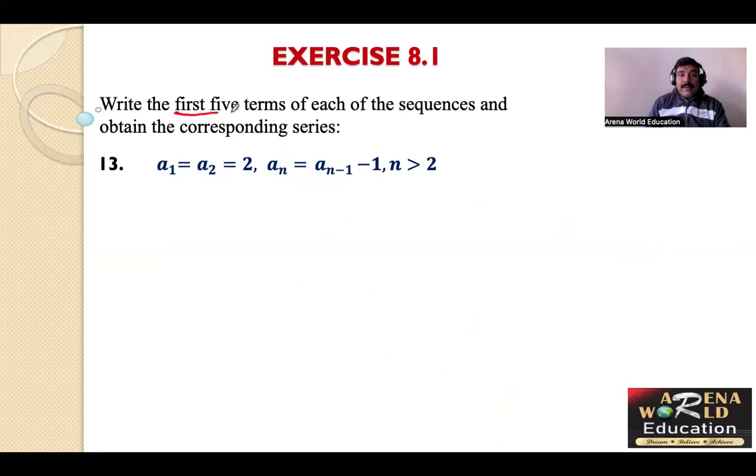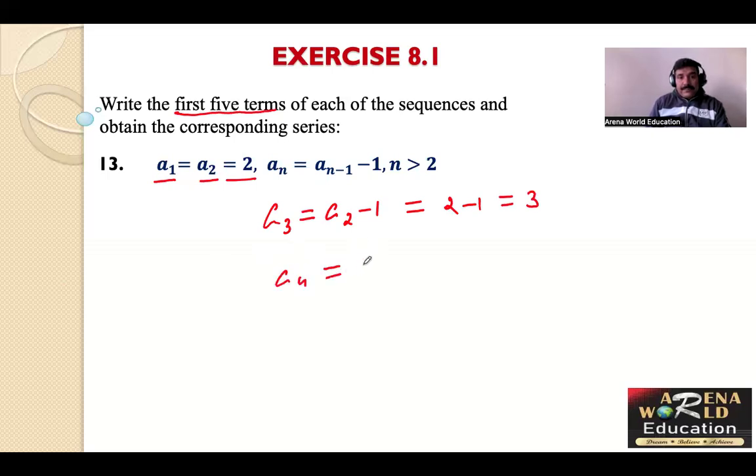So this is the same type. This time A1 and A2 both are given, and we have to find the first five terms. So the first two are already given. So now we will start with A3. A3 will be equal to A2 minus 1, and what is A2? A2 is 2. So 2 minus 1 will be 3, right?